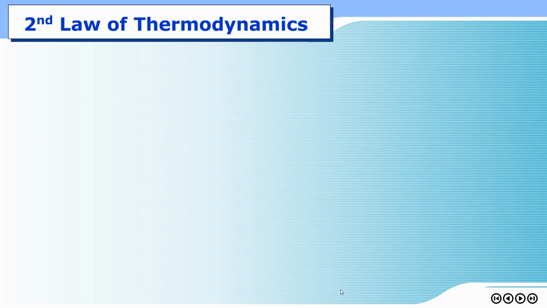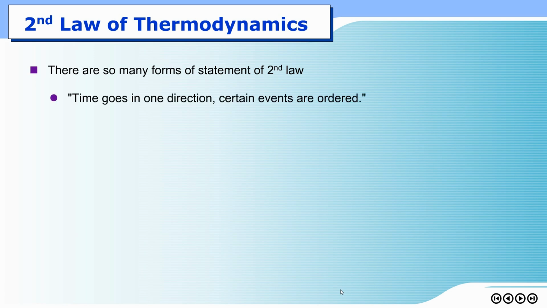So let's start talking in detail about the second law of thermodynamics. Unlike the first law of thermodynamics, the second law of thermodynamics has been stated in many ways. For instance, initially, it was stated that time goes in one direction. Certain events are ordered. What does it mean? In general, some people said that the second law is time's arrow.